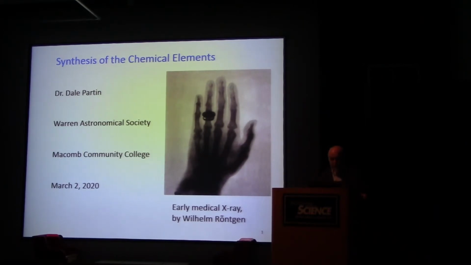I chose this picture that you're looking at. It's one of the earliest pictures ever taken with X-rays by the guy who discovered them, Wilhelm Röntgen. Picture of his wife's hand. So obviously you can see bones which have calcium, but she's also wearing what I'm sure is a wedding ring. Probably has gold in it. So how did gold get formed in this universe? How did it all happen?